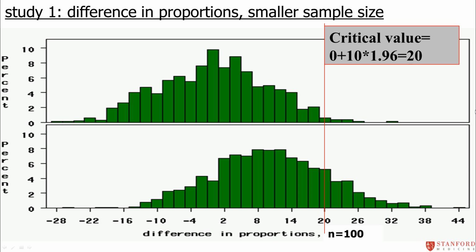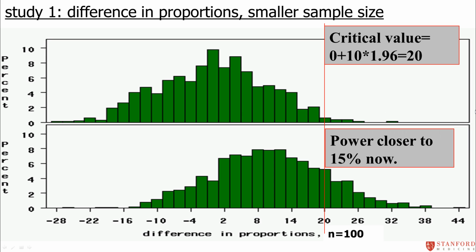Well, if the true difference in the real world is only a 10% difference, we're not going to see 20% differences that often. We're only going to see 20% differences about 15% of the time. The area to the right of 20% on my alternative curve here is now only about 15%. So you can see that smaller sample sizes are directly going to reduce statistical power.